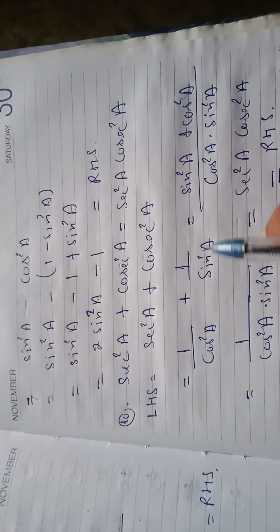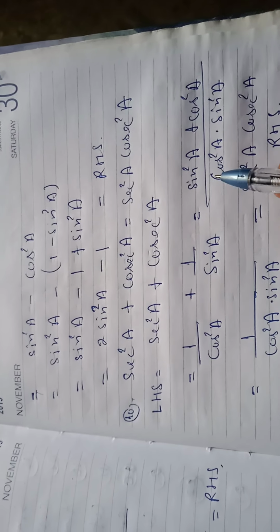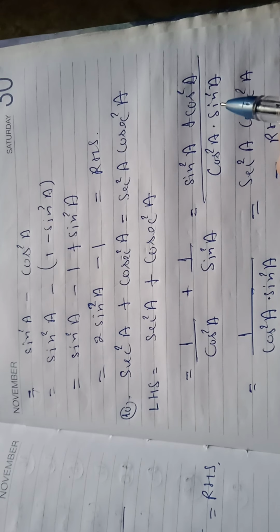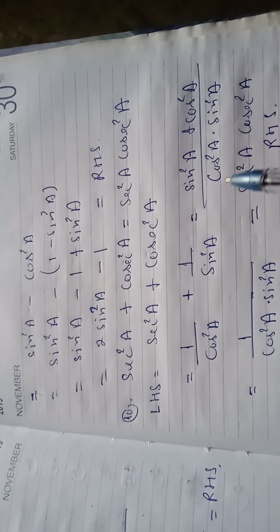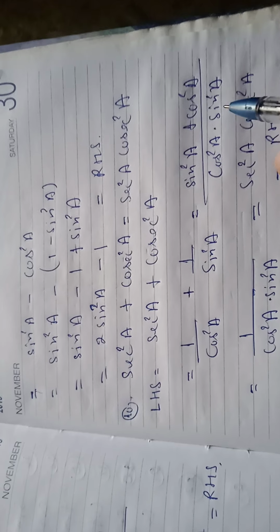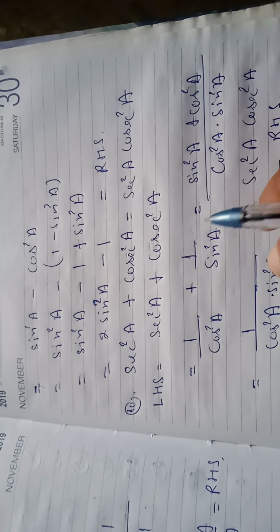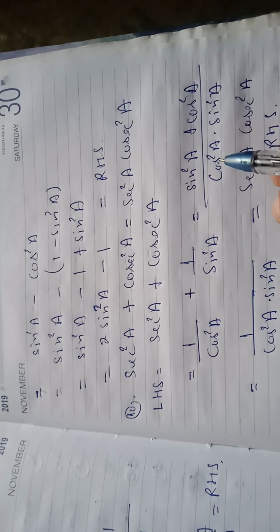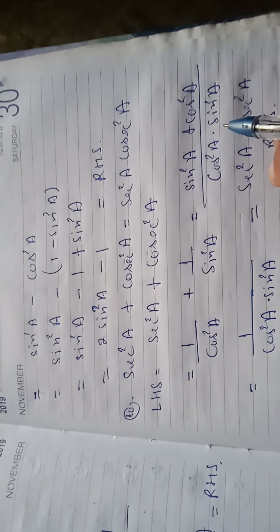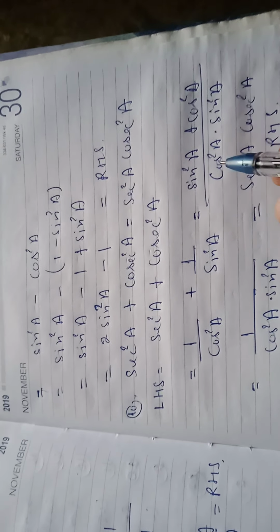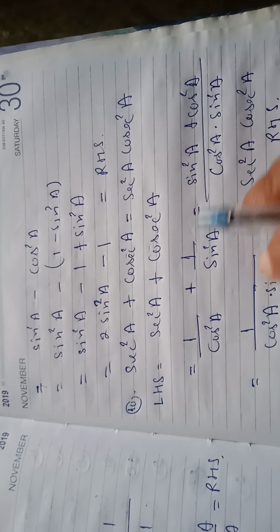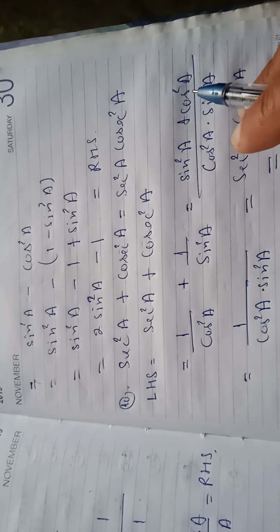Their LCM will be cos square a into sine square a. When it is divided by cos square a, what remains is sine square, and sine square into 1 is sine square a. For the second one, this LCM divided by sine square a leaves cos square, and cos square into 1 is cos square a, no doubt here.